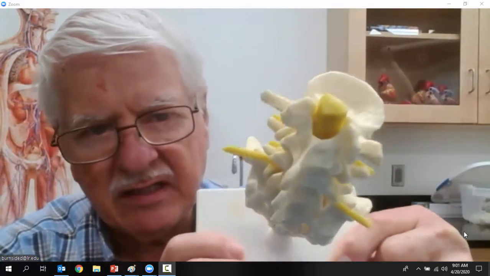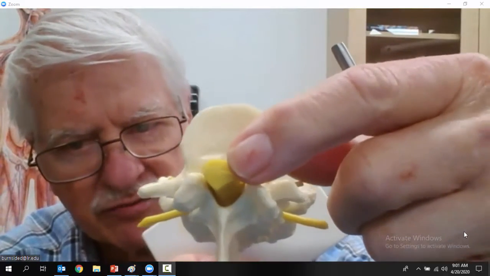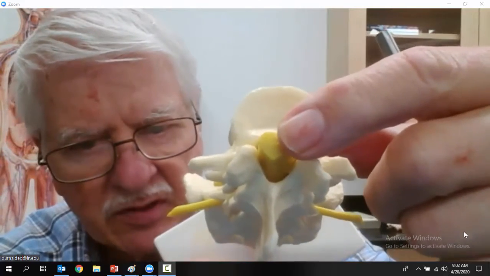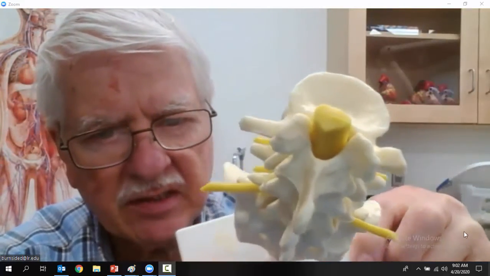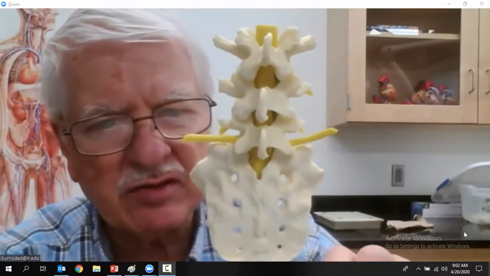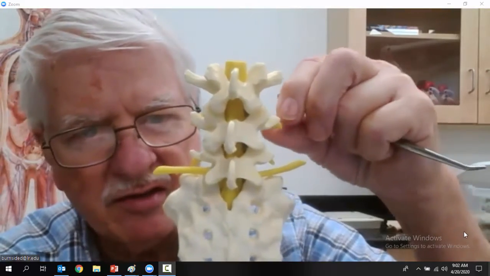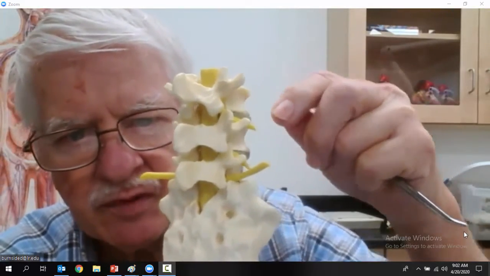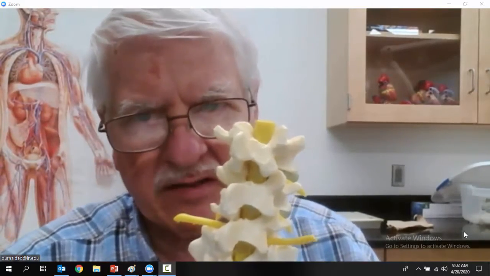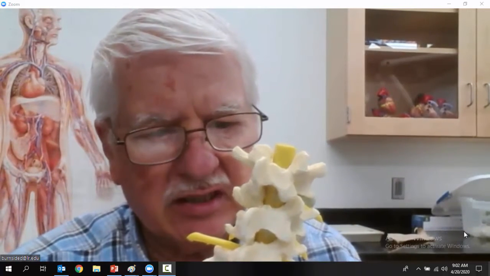The vertebrae protect, see this big yellow structure going through here? That is the spinal cord. The spinal cord goes through the vertebral foramen. Foramen's a hole. Then you see these yellow things sticking out on the side. Those are spinal nerves. We're going to study the spinal cord and the spinal nerves when we get into the nervous system.